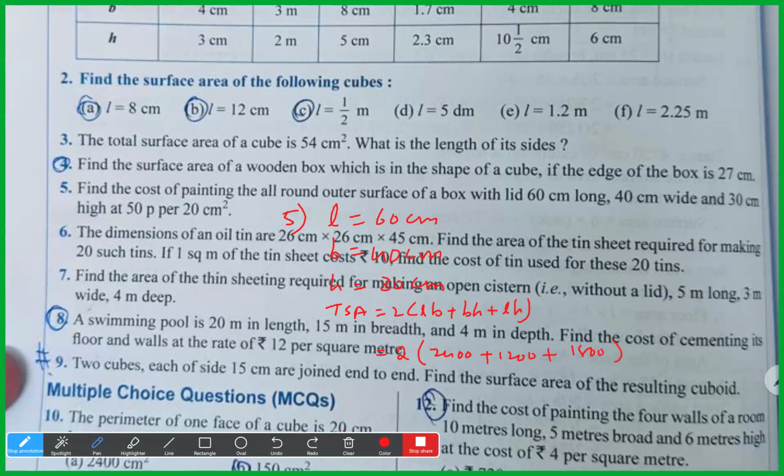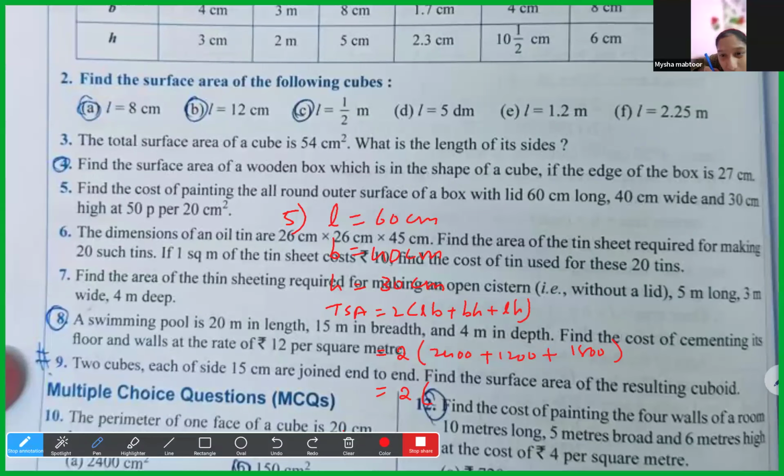I did this directly because we have to save a little bit of time. I multiplied the LB value, BH value, LH value directly. How I did it: 24 and 0, 4 threes are 12 and 2 zeros, then 30 into 60, 3 sixes are 18 and 2 zeros. Sir, what is B here, 400 or 40? 40 centimeter. So 2400 plus 1200 is 3600. H is 30.